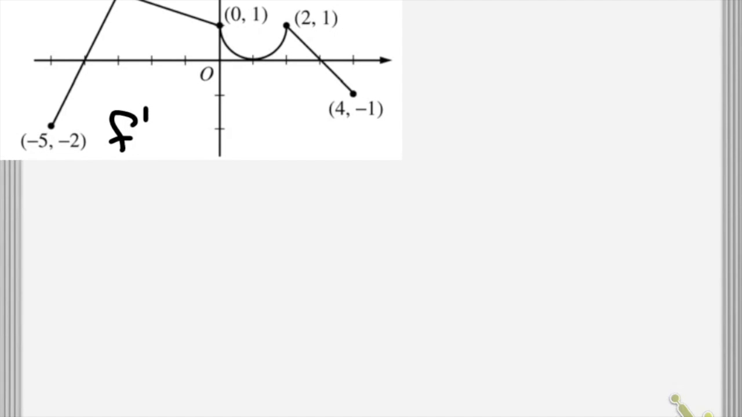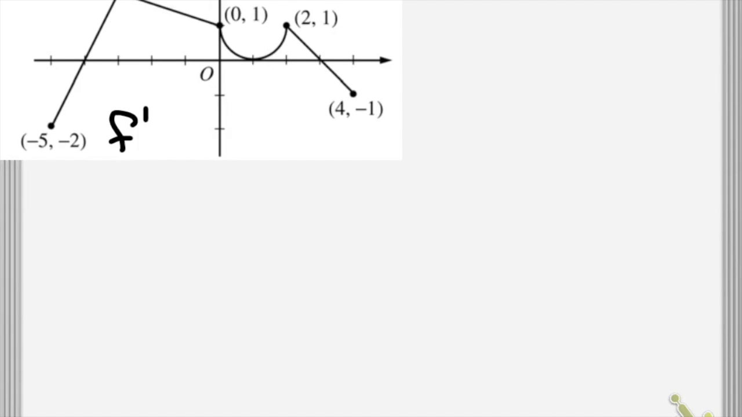Hi all, I wanted to give you another example of how to connect a function with the graph of the first derivative of that function and the second derivative. I'm going to do this in a couple of steps. First, here's my graph, and I'm told that the graph is the graph of f prime. It's the derivative of f. I'm going to be asked for a couple of things.